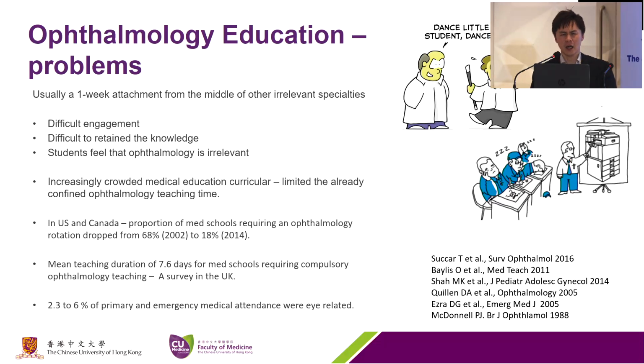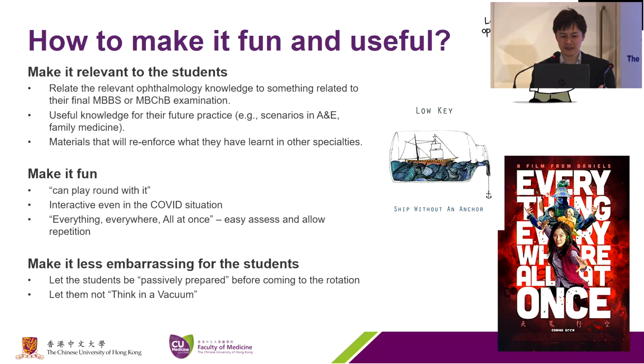And I remember one of the tutors I encountered when I was in medical school, even back in my days, said, you know, look, in my school, we can either choose doing ENT and ophthalmology for 2 weeks, and I ended up going to a ski course for 2 weeks without going to school. So, you know, that's how bad it is. But it is relevant because about 2 to 6% of the primary emergency medical attendances were actually eye-related. And so this is worrying.